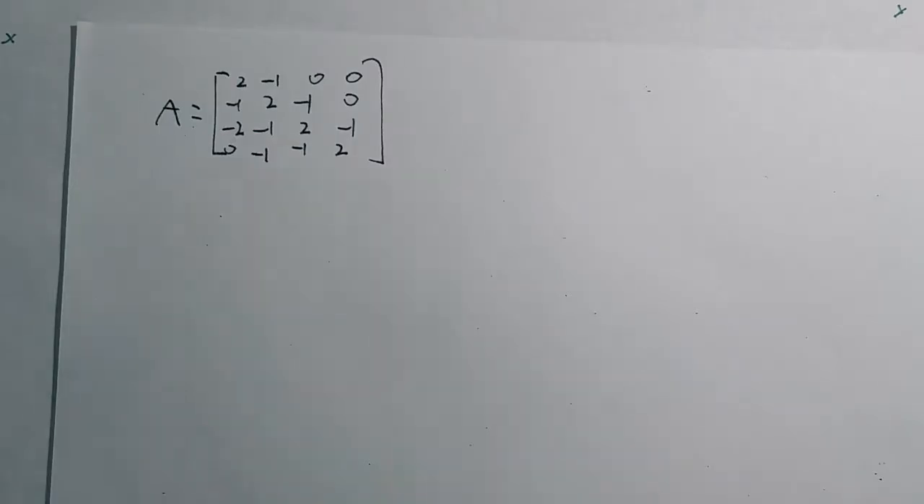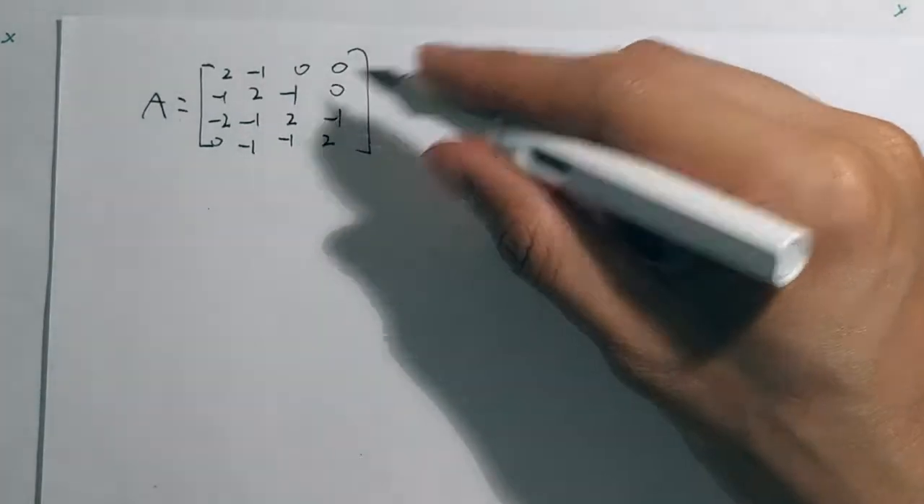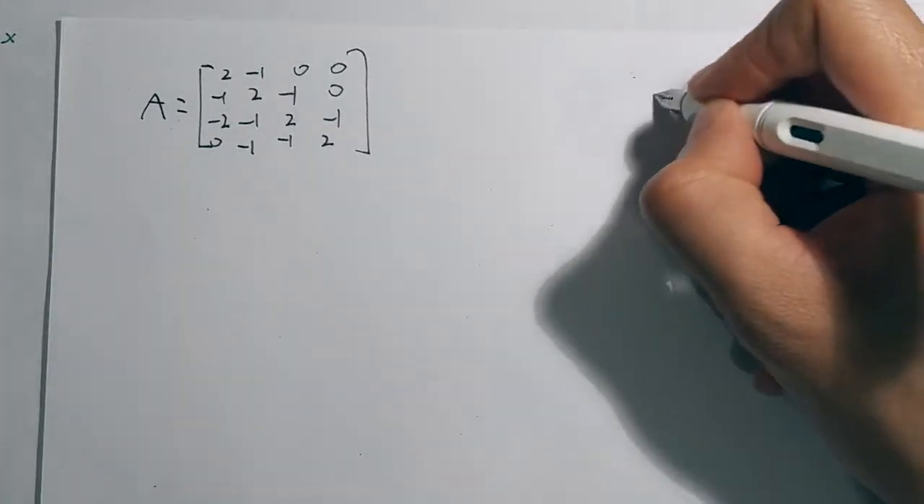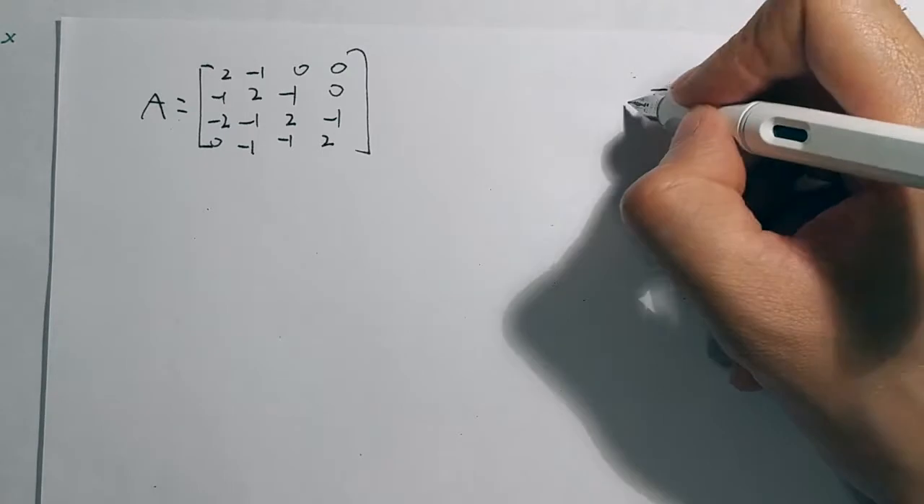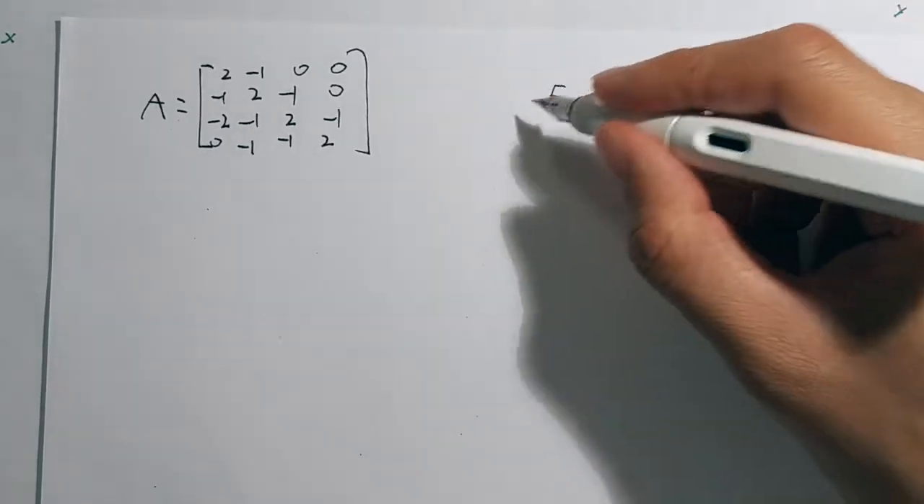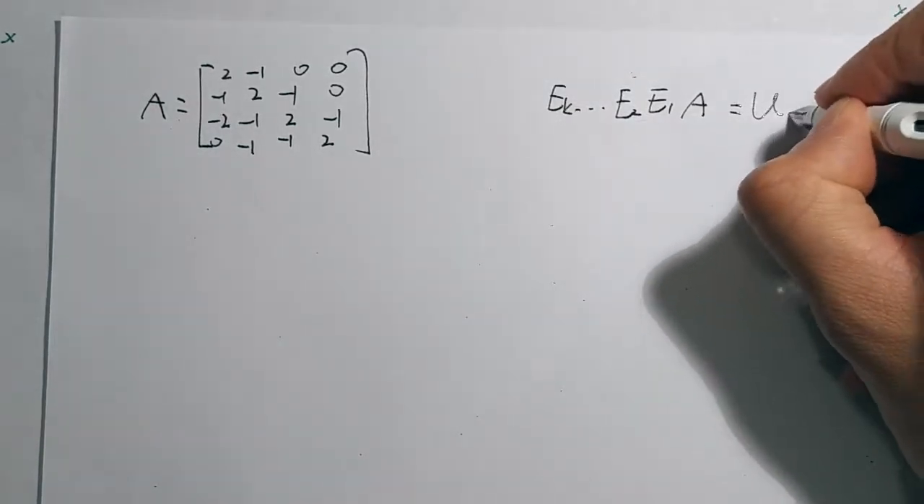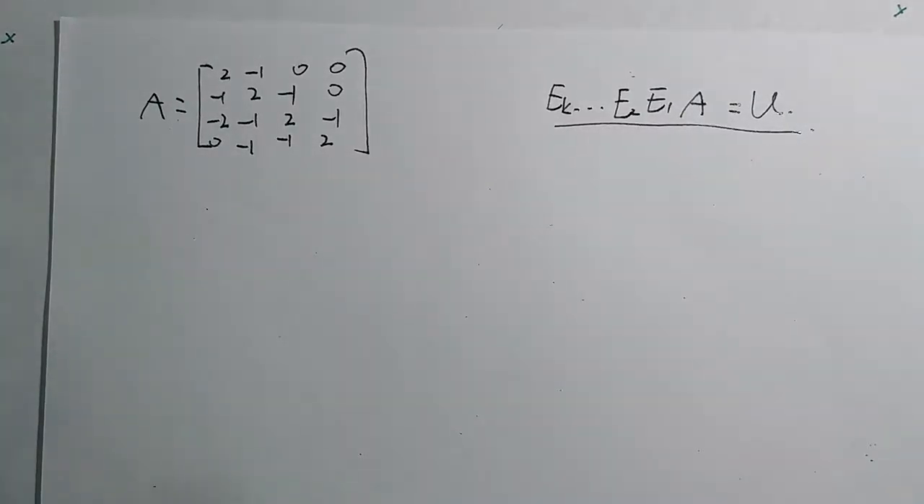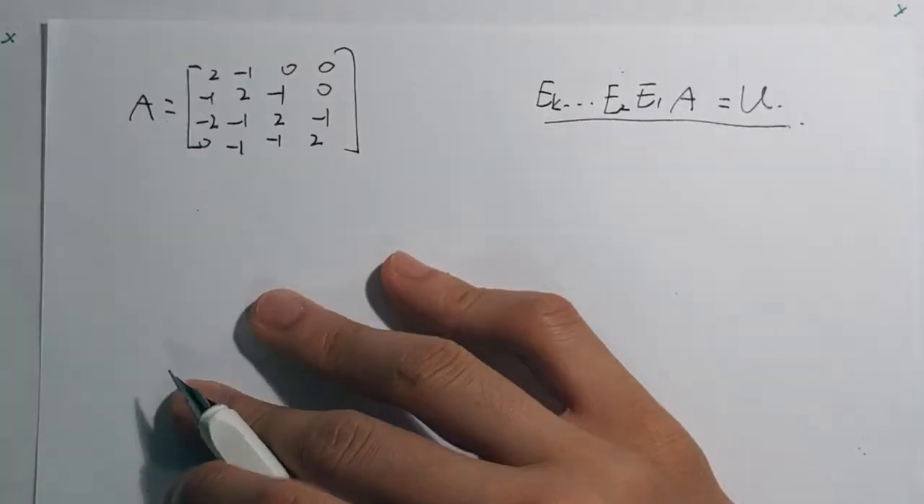Now we are going to show one example of LU factorization using the echelon matrices. Okay, consider this matrix A, and what we want to do is A times some kind of E1, E2, until the last E, so that it can give me an upper triangular matrix. So that's the general picture.